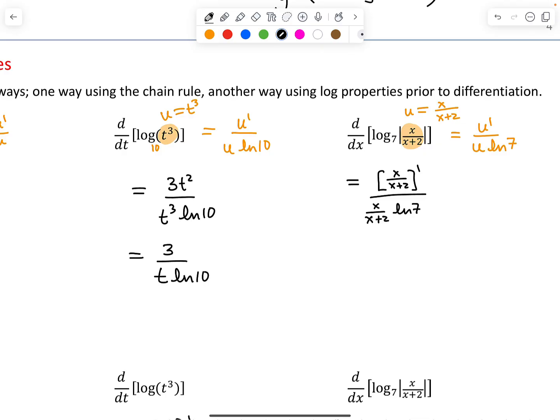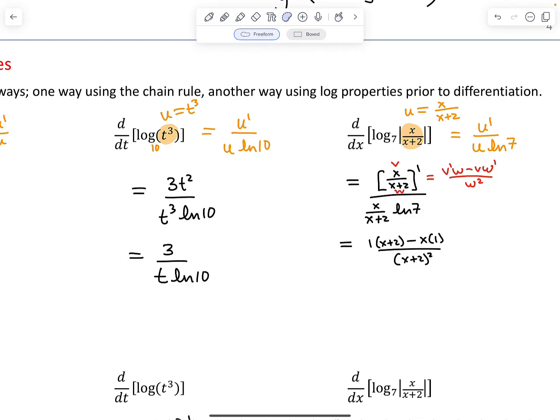You can see why this is starting to look a little messy because we have complex fractions. Furthermore, in order to differentiate x over x plus 2, I would need to use the quotient rule. I have a v over a w situation. So just to differentiate that fraction, I would need to use v prime w minus v w prime all over w squared. So the derivative of v is 1 times w minus v times the derivative of w, which is also just 1, over w squared.